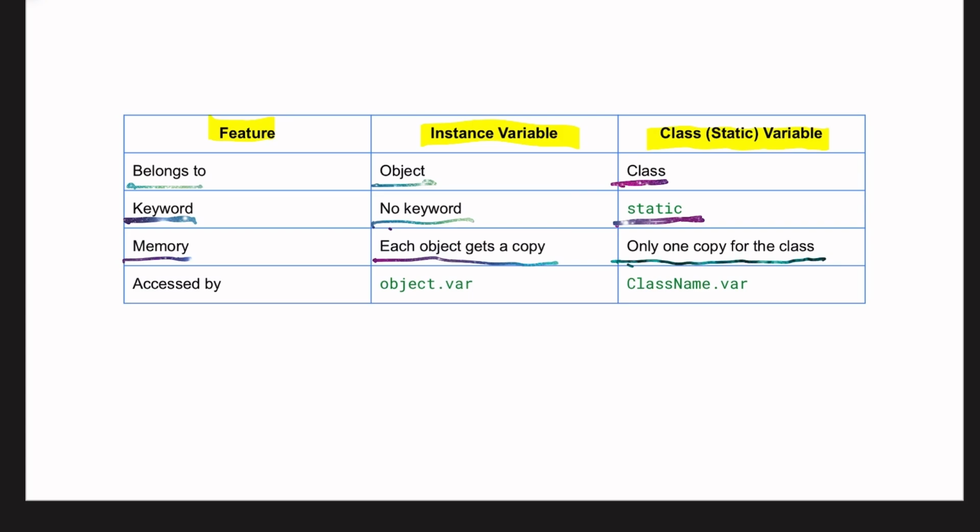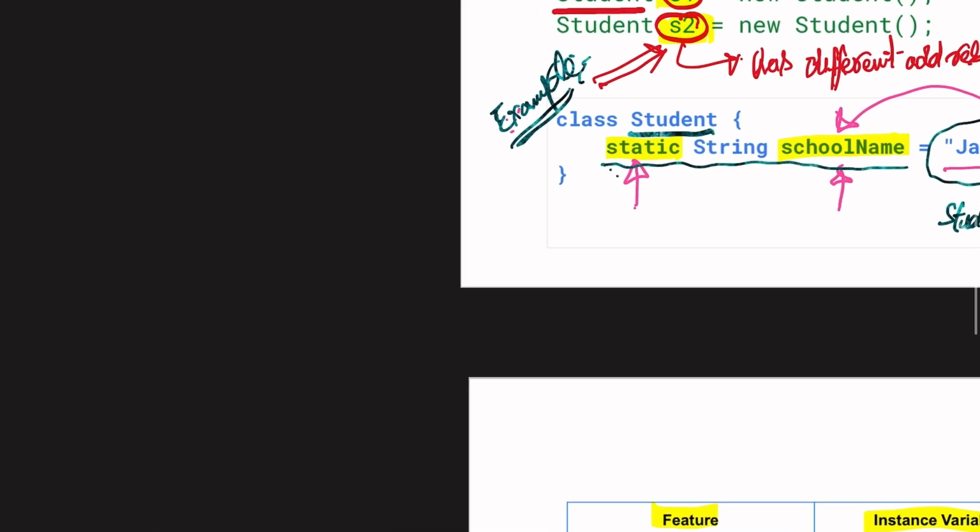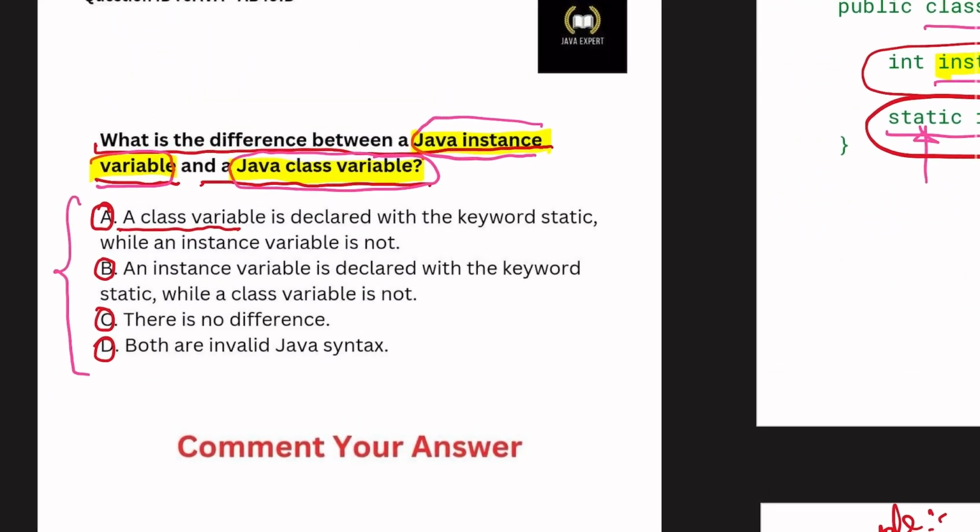And how can you access the instance variable and class variable? For an instance variable, we use object dot variable name, and for a class variable, that is a static variable, we use class name, a dot, and the variable name. So this is the way we can access static variables and instance variables. Okay, now let's come back to the question.